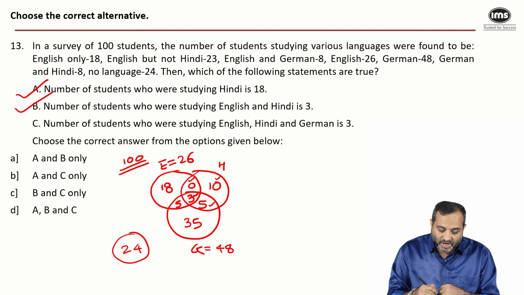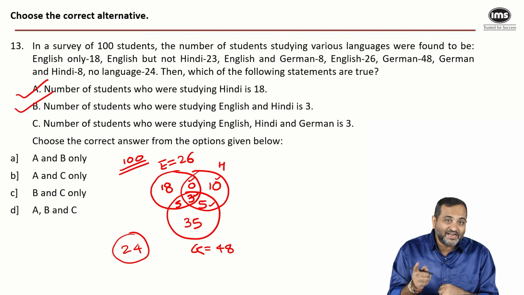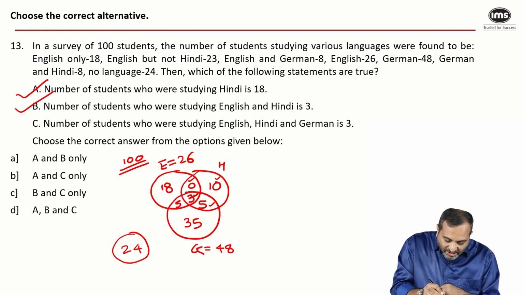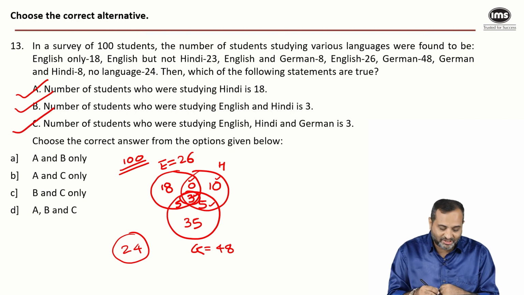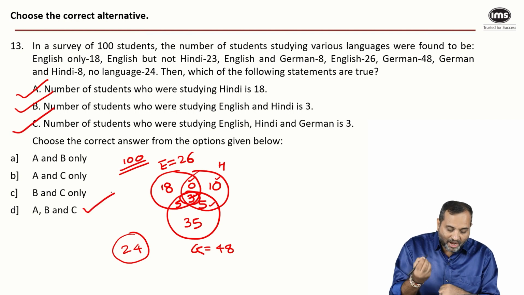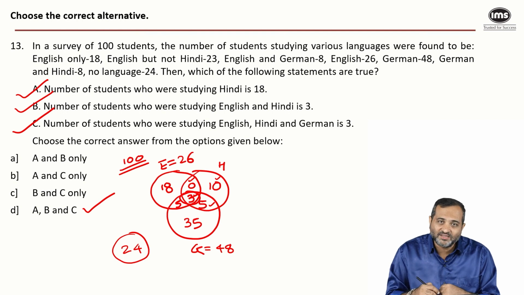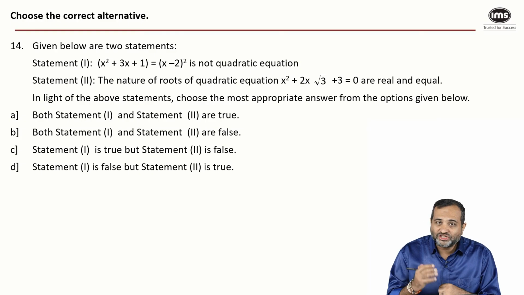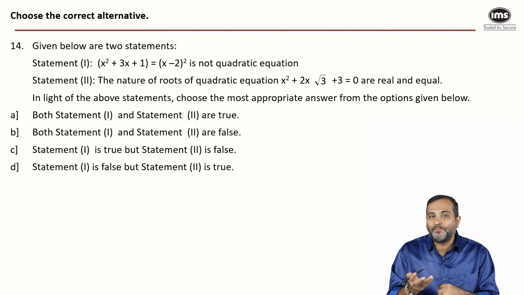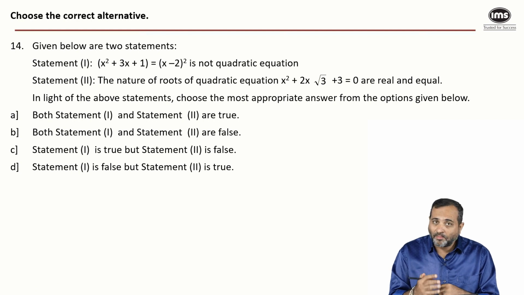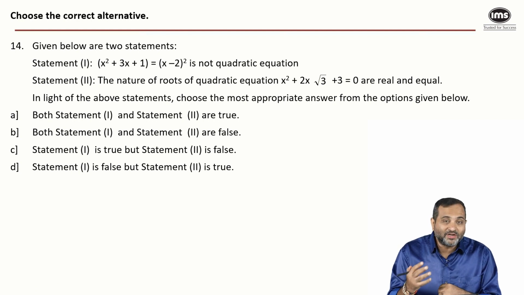Number of students who are studying English, Hindi and German is 3. That means the intersection of the 3, which I can see from here, is 3. So again I am getting all my statements as true. So I'll mark option D as the answer. Let's look at the next question. Given below are two statements. Once again we have so many questions of this type. Sometimes they are easy, sometimes they are time consuming.